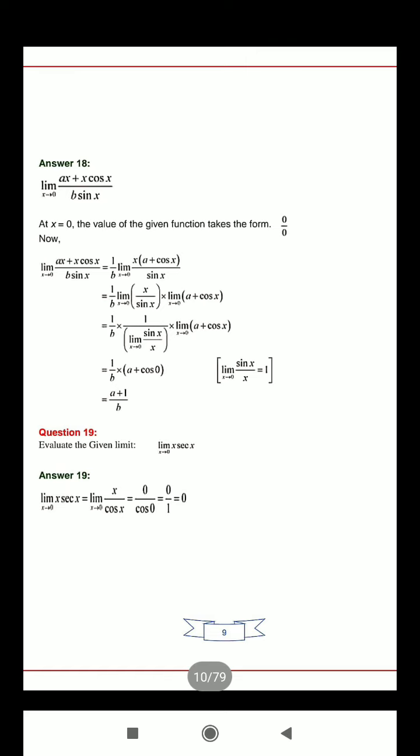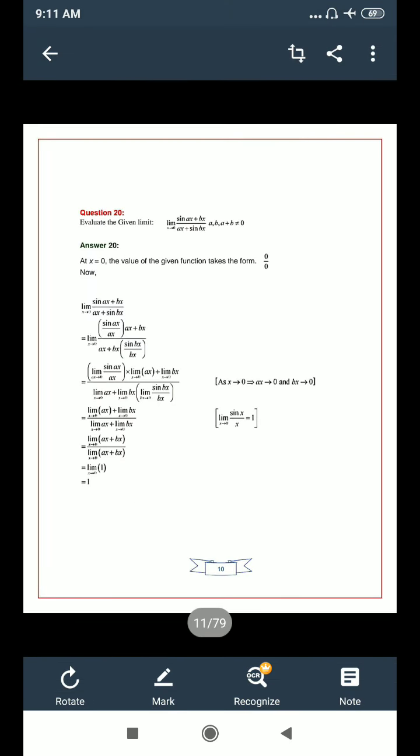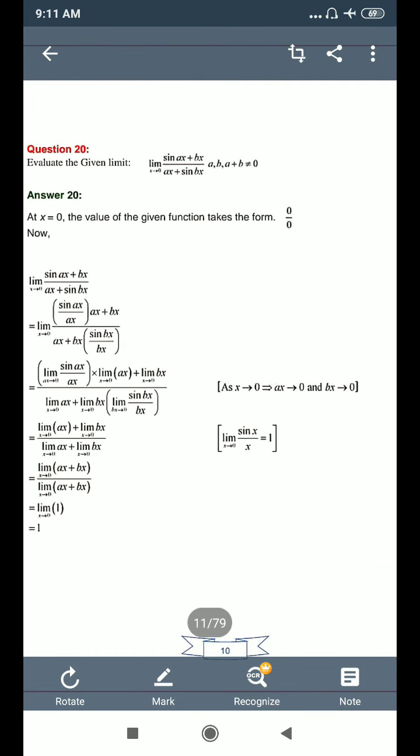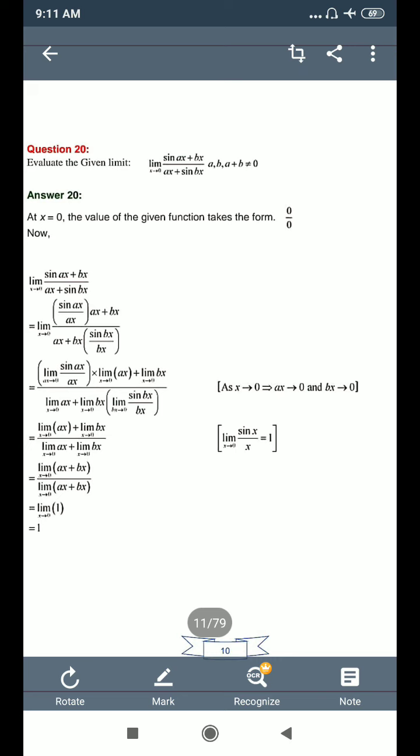Question number 19 is limit x tends to 0 of x sec x, that is limit x tends to 0 of x upon cos x. This is not 0 by 0 form. So it is only 0 is the answer of this question. Question number 20, it is (sin ax plus bx) divided by (ax plus sin bx). You just see it is 0 by 0 form. You put x equal to 0, so sin 0 is 0, in this x is there, so this is 0, this is 0 and this is also equal to 0. So it is 0 by 0 form.